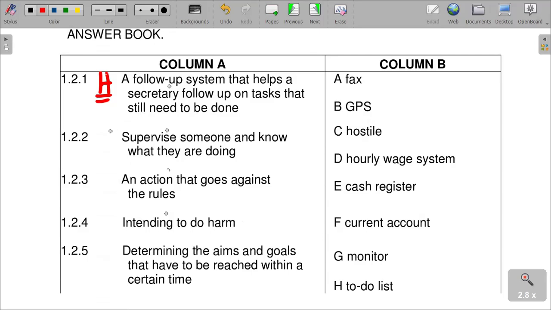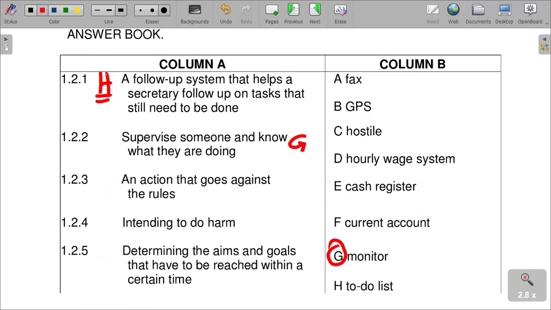Number two, supervise someone and know what they are doing. When you supervise people and you know what they are doing, you are actually monitoring. It is called monitoring. Supervise someone and know what they are doing, that is called monitor. We monitor the person. That is G. Monitor.